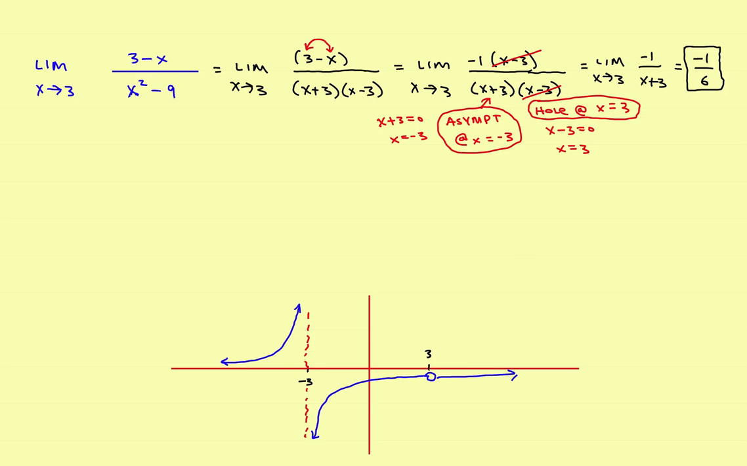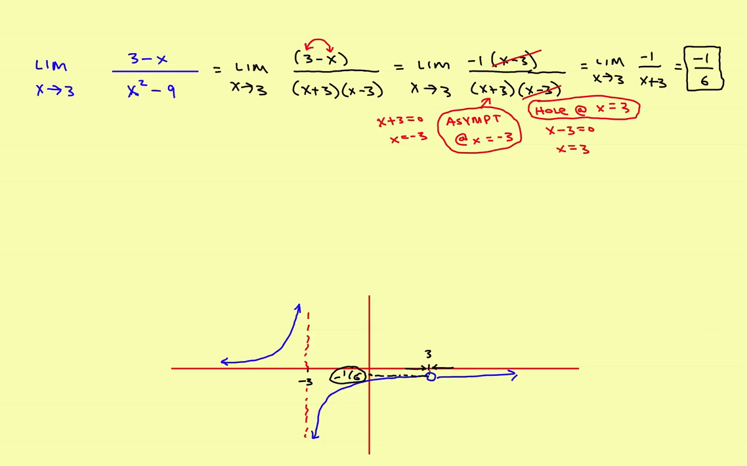Now again, what you're asking for is the limit as x approaches 3. So as x approaches 3, this thing is approaching right here, and if you go across to here, you would have -1/6. So as x approaches 3, y approaches -1/6, and that's what it looks like.